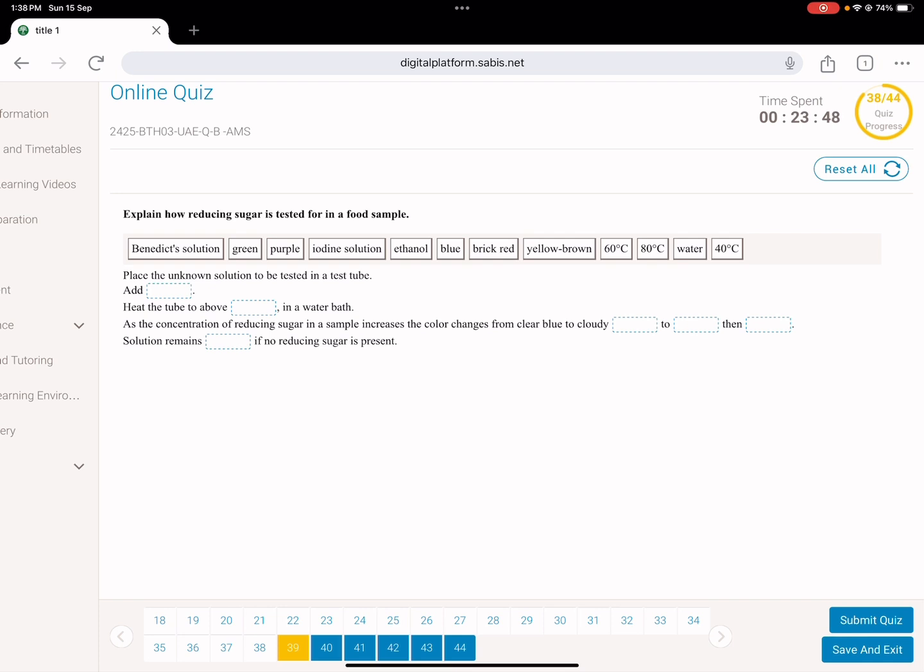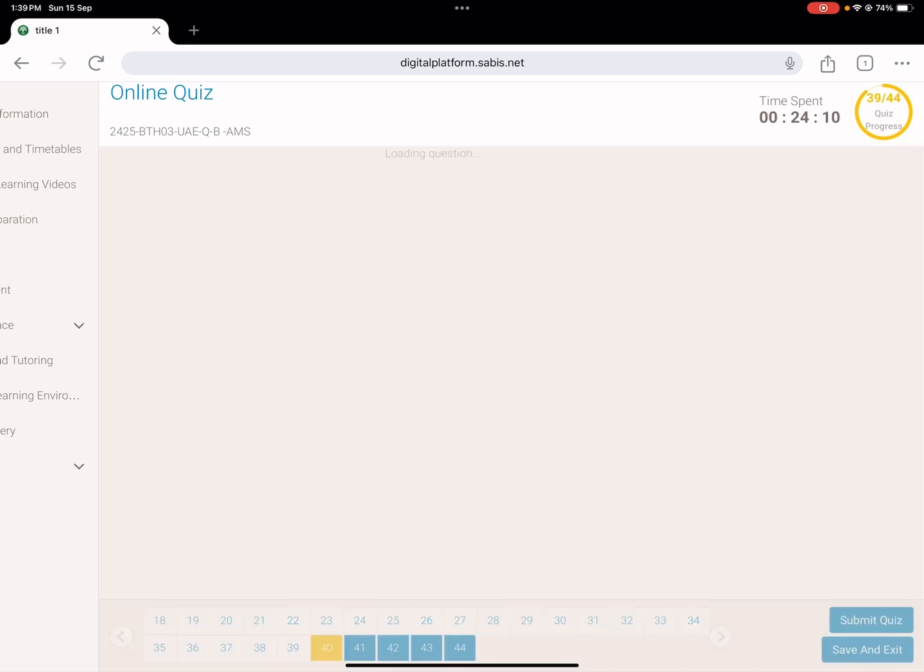Okay, how do we test for reducing sugar? We add Benedict's solution and heat above 80. It's going to change from blue to cloudy to green to yellow brown and then to brick red. And the solution, of course, is going to remain blue if no reducing sugar is present.